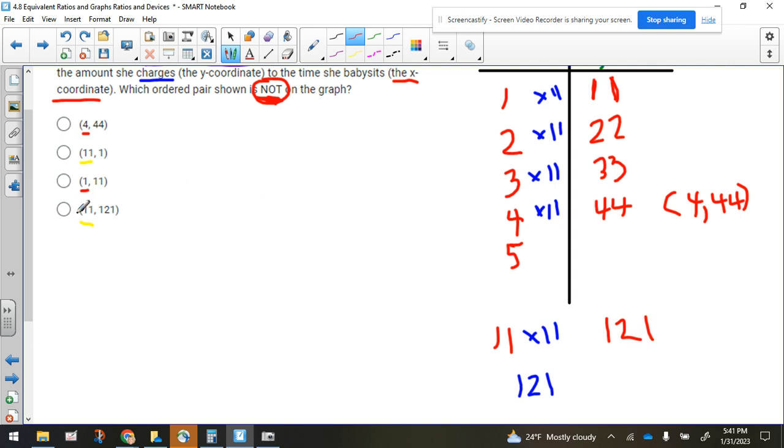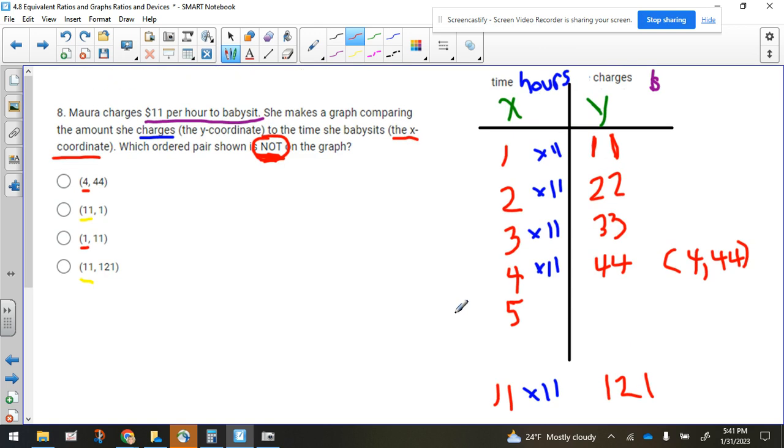Do you see how that's listed here? But remember, they want the one that's not on the graph. So we talked about the ones that are on the graph, and hopefully you can see now what would not be on the graph, and that's the one you want to pick.